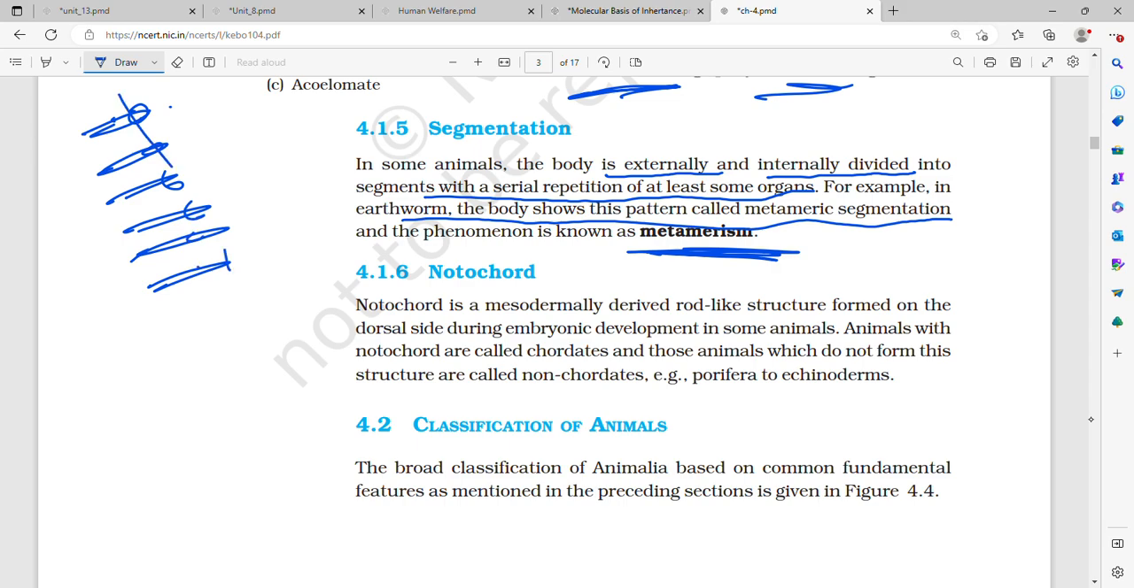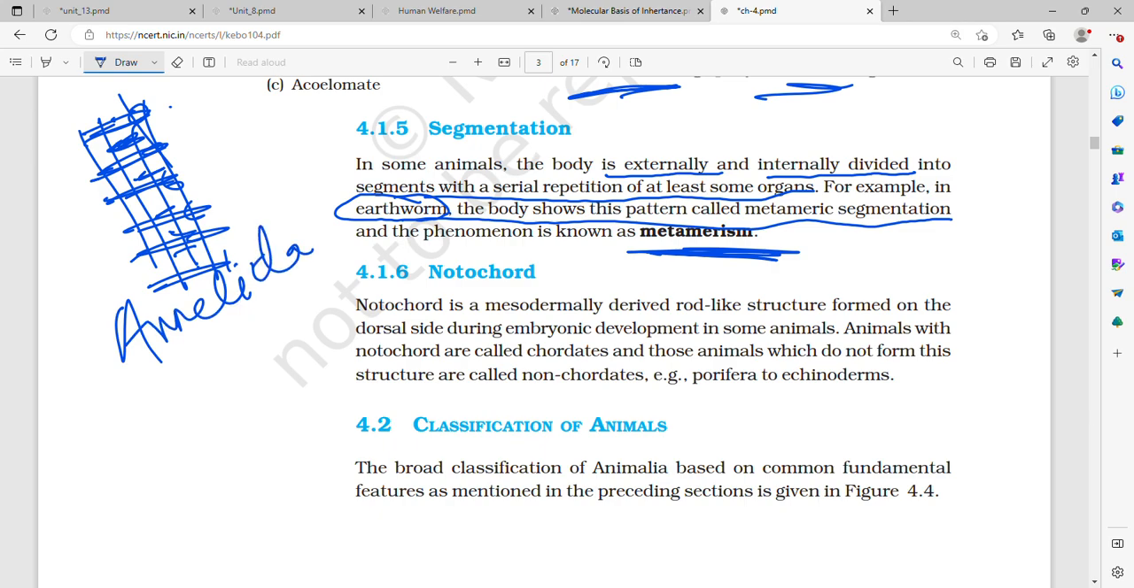That is, serially, they will keep getting repeated. That is, in segments it is divided, and some organs will be repeated in each and every segment. This is called metameric segmentation, and it is found in earthworm. That is, true segmentation is found in Annelida, and this phenomenon is known as metamerism.